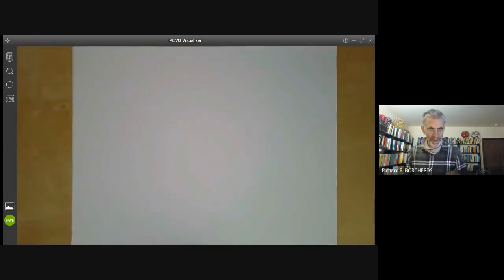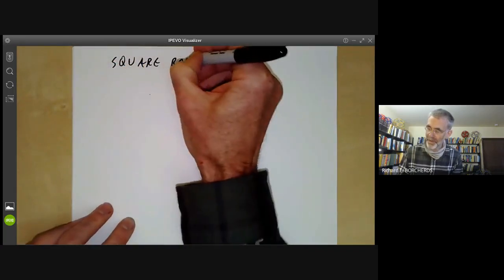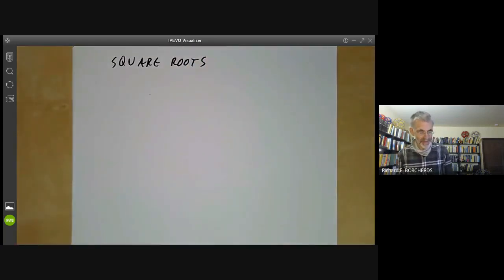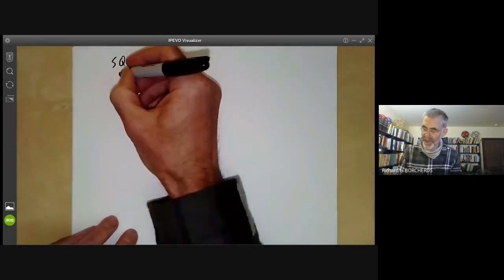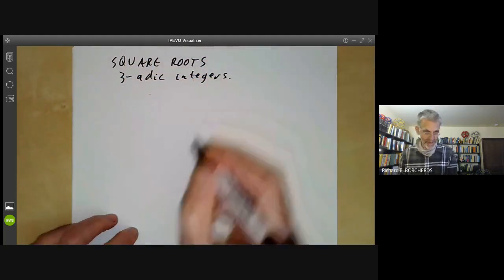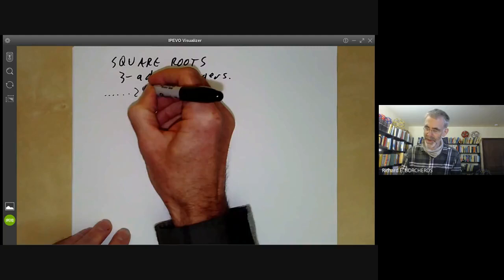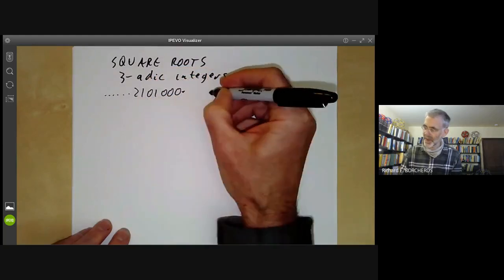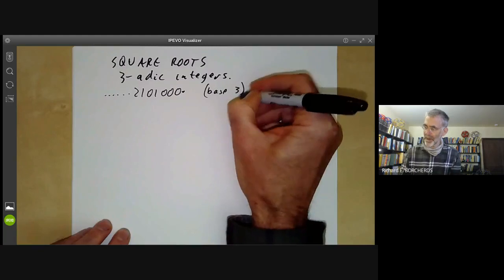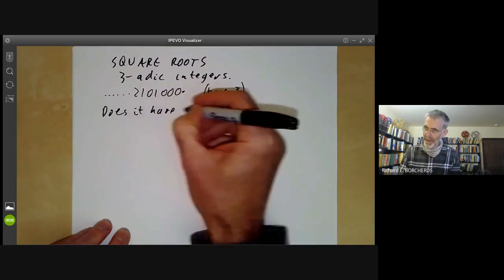So what else can we do with p-adic numbers? Well, we were talking about taking square roots of 10-adic numbers, and we ran into problems. So let's try square roots for p-adic numbers and see what happens. And to give some explicit example, let's do the 3-adic integers. Let's try and see if they have square roots. So let's write down a 3-adic integer, 2, 1, 0, 1, 0, 0, 0, point something. So this, as usual, is in base 3. And we can ask, does it have a square root?